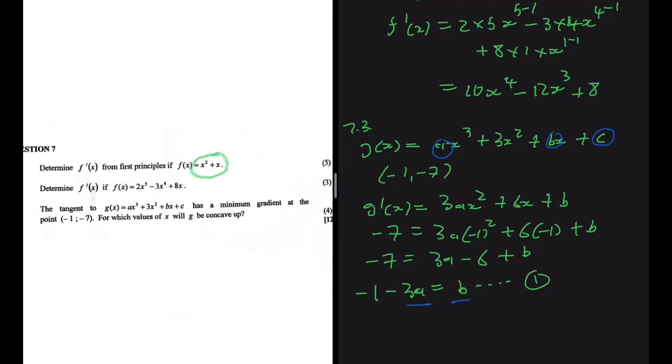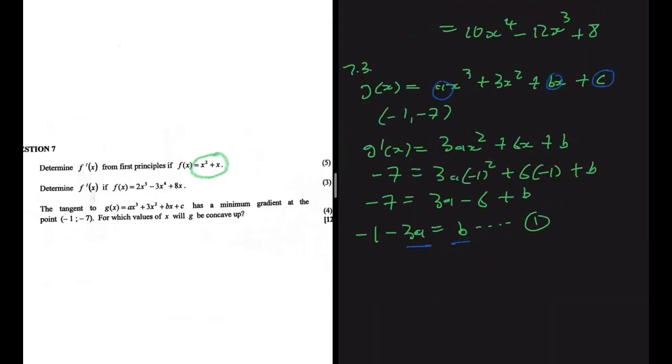You can see now we have 2 variables, so we need to think of another way to find another equation, and then it will be straightforward. We are going to use the fact that at (-1, -7) we find the minimum gradient of this graph, so we can differentiate that equation again and equate to 0. Let me show you what I'm talking about.